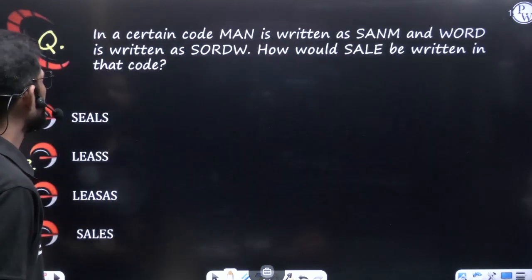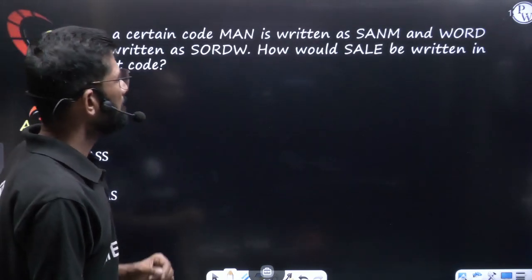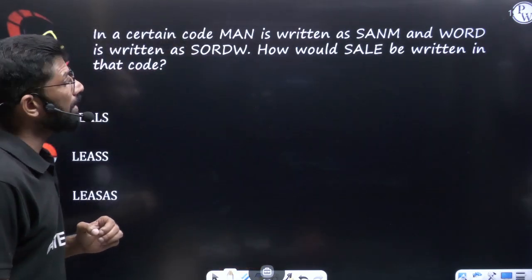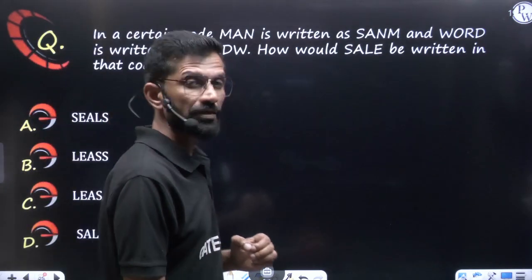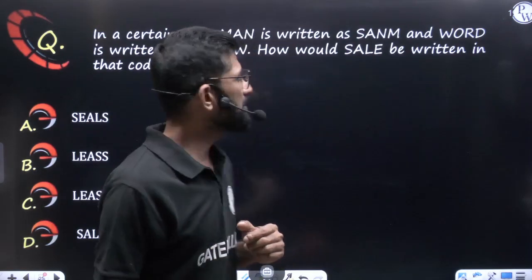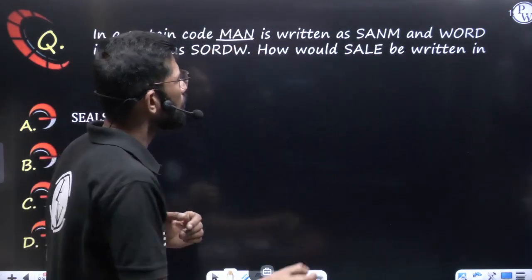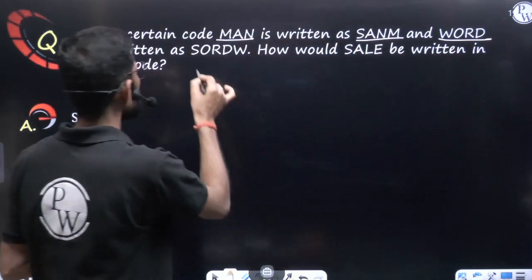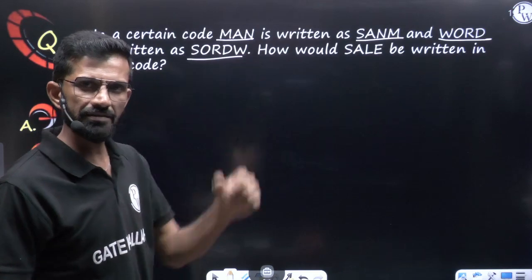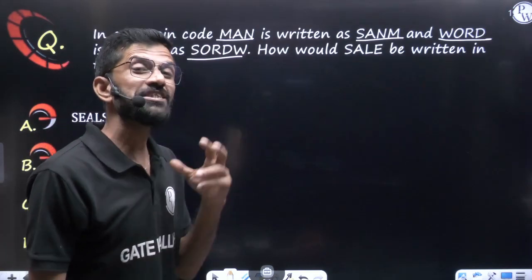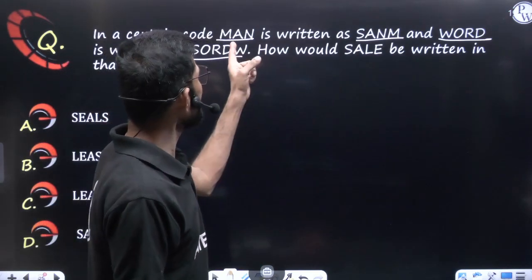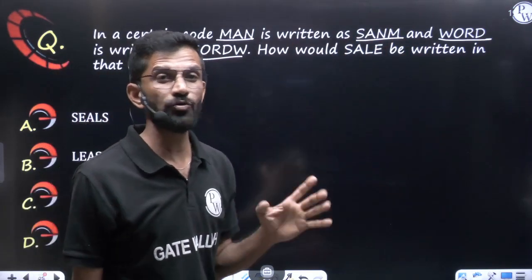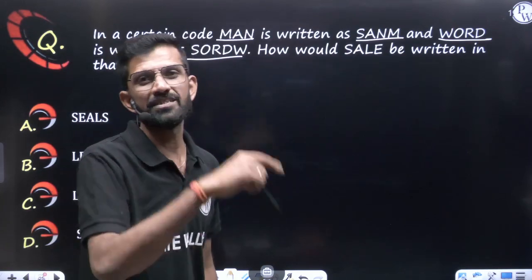Moving to the next. In a certain code, man is written as SANM and word is written as SORDW. How would sale be written in that code? Important here, you can observe, man was actually 3 letters, and the code they are using is 4 letters. Word is actually 4 letters, and the code they are using is 5 letters. Means 1 letter is increased. Which extra letter are they adding here? You can find S here. Here also S extra. Means 1 extra letter is used, and the code starts with that extra letter.